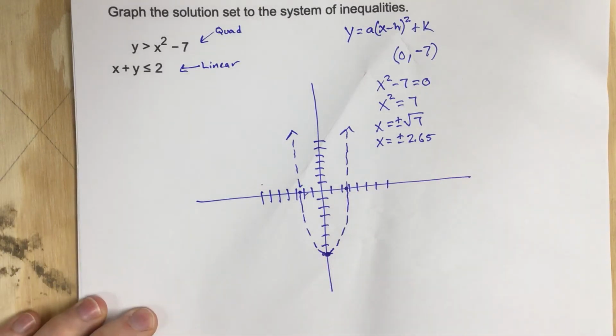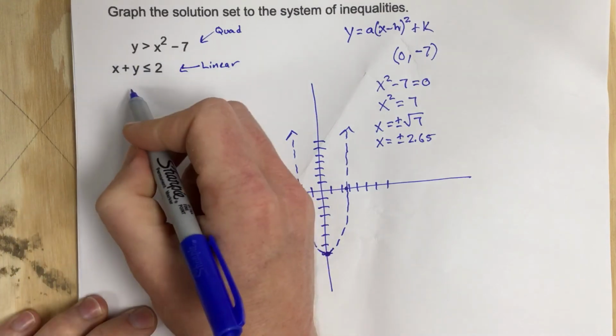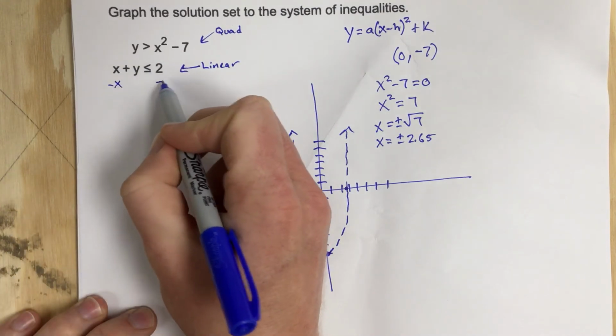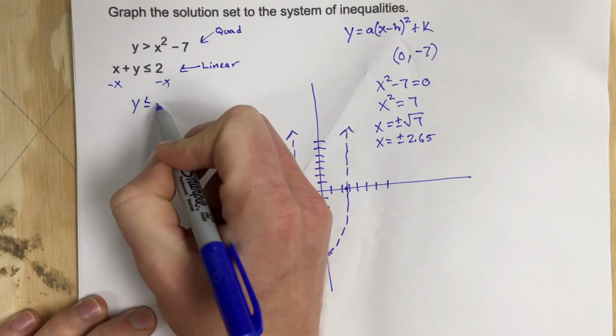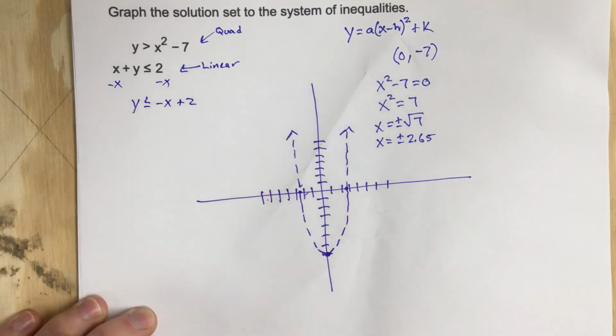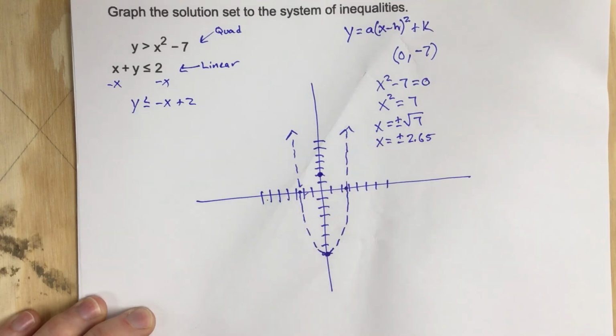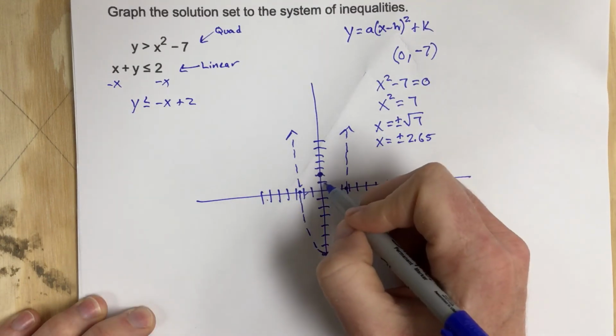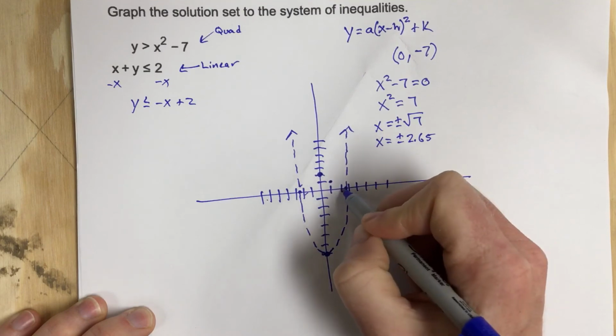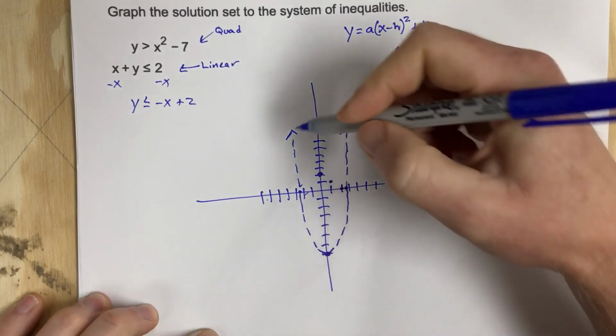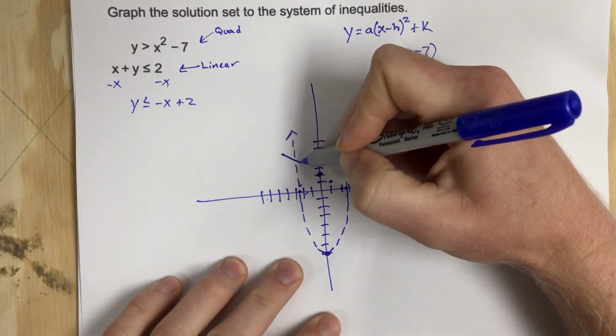For the linear line, we just need to get it in slope-intercept form. So we're going to subtract x. That's y less than or equal to negative x plus 2. We're going to mark 2 on the graph. Down 1 over 1. Down 1 over 1. And this is a bold line. So we'll draw a bold line here.